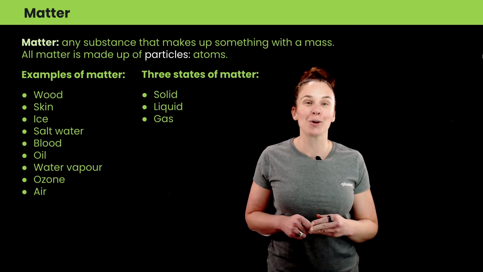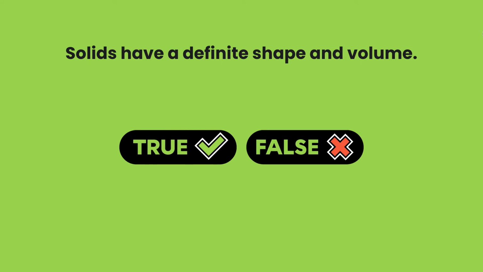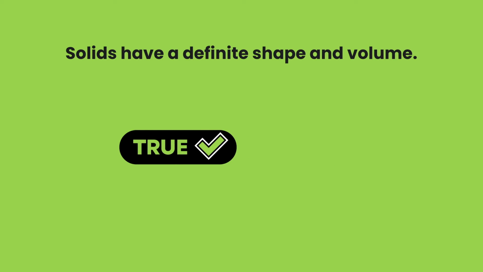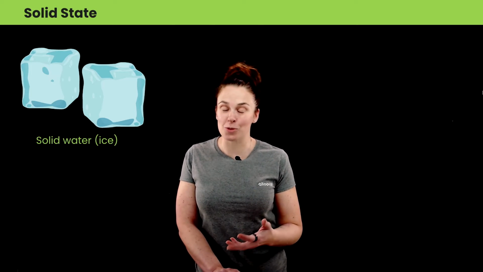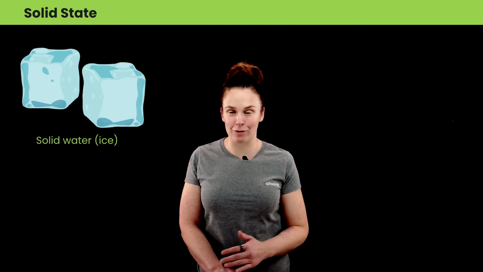But first, a question. Solids have a definite shape and volume. True or false? The answer is true. So here we have a pair of ice cubes, which is an example of water in solid form. And this is actually one of our states of matter.